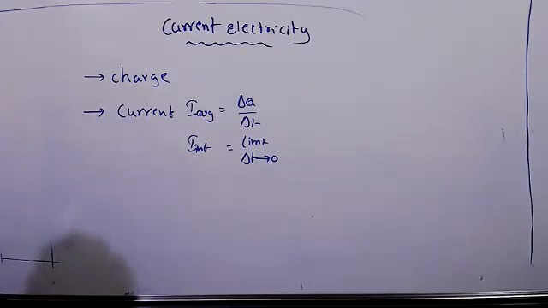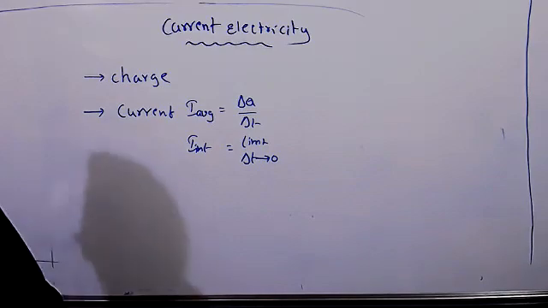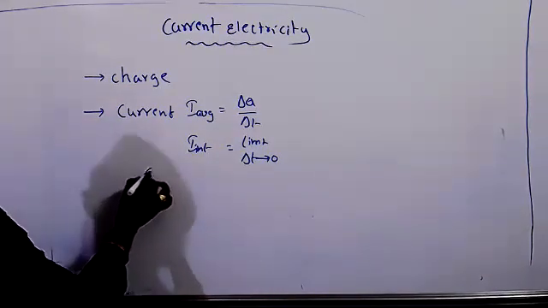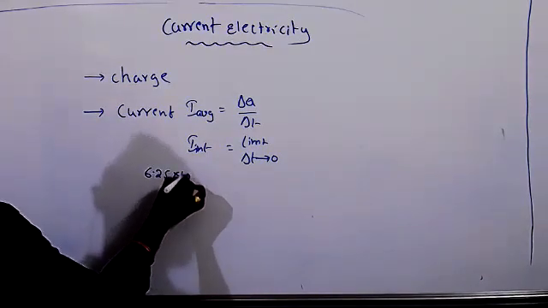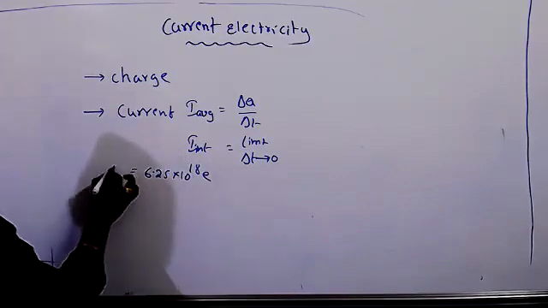In 1 coulomb charge, how many electrons will be there? No, it is 6.25 into 10 to the power of 18 electrons in 1 coulomb charge.